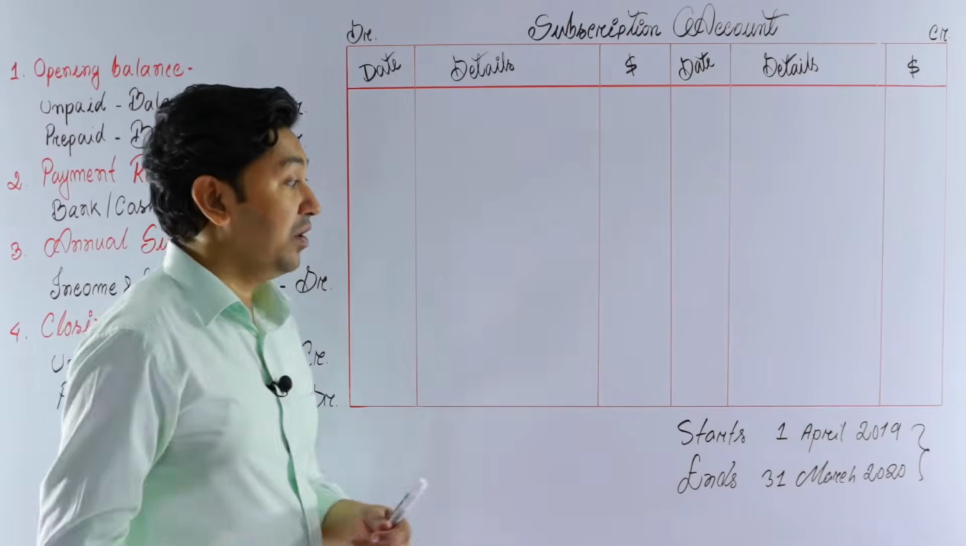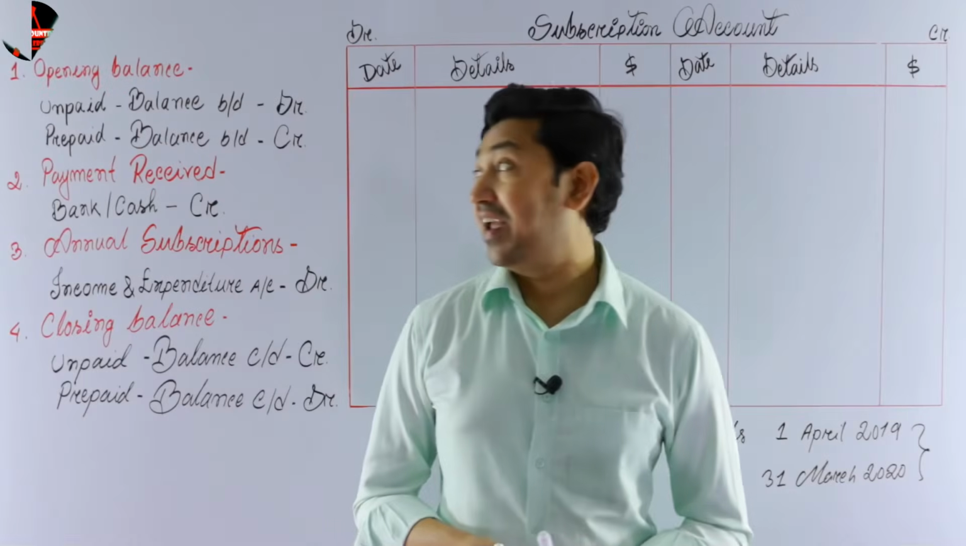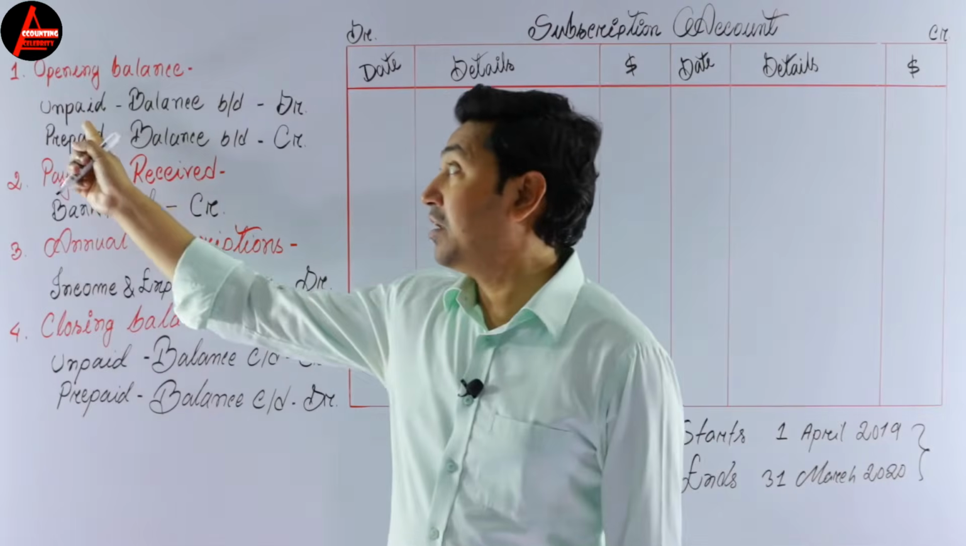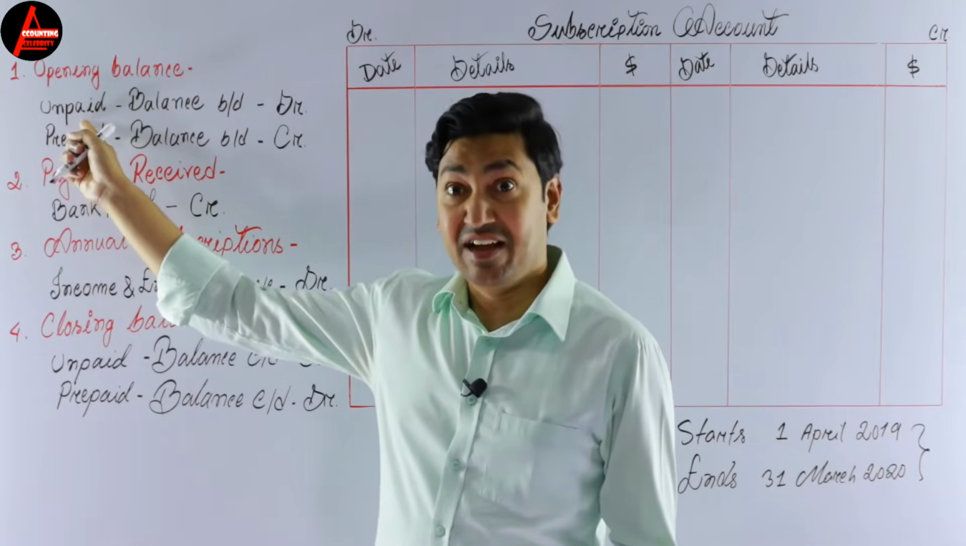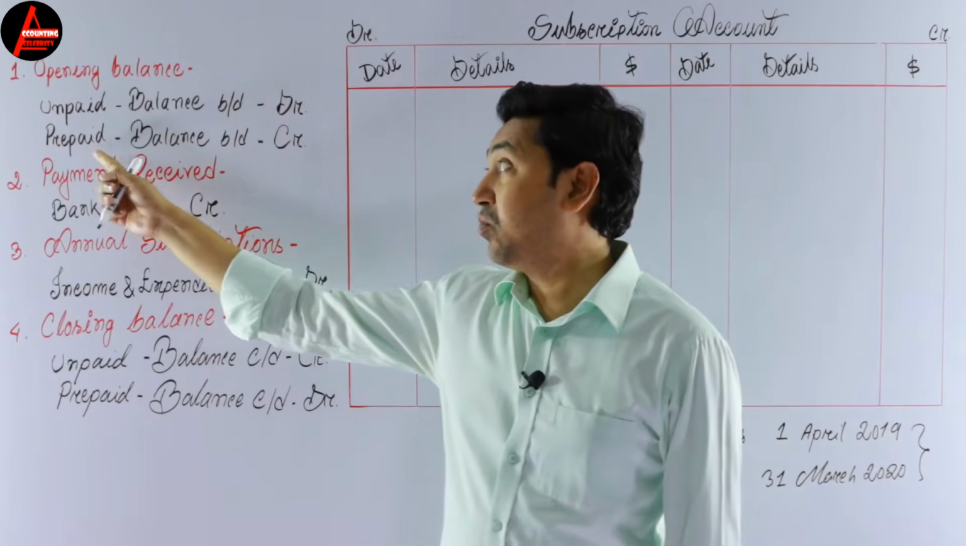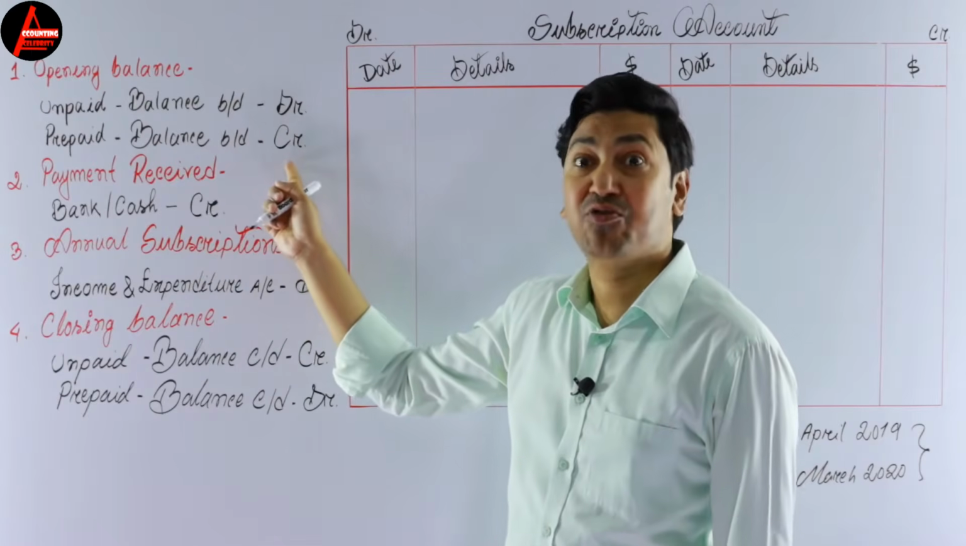Now have a look at the question once again. On 1st April 2019, we have some balances here. Subscriptions in advance $250, subscriptions in arrears, meaning unpaid, $845. So these are the opening balances on the first day. Unpaid means the one which is in arrears, so it will be balance b/d on the debit side, and the one which is paid in advance will again be balance b/d but on the credit side.